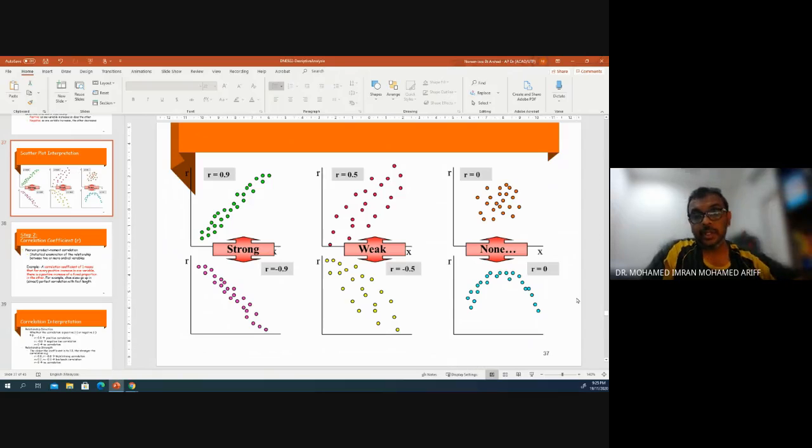R means correlation lah. Okay. So if there is a positive correlation, dia akan naik. Or dia akan turun, sama je. If it's a weak correlation, okay, numbers dia berterabur, data dia berterabur. Okay, all scattered. If there's no correlation, nothing lah, berterabur kat sini lah, tak ada apa-apa.